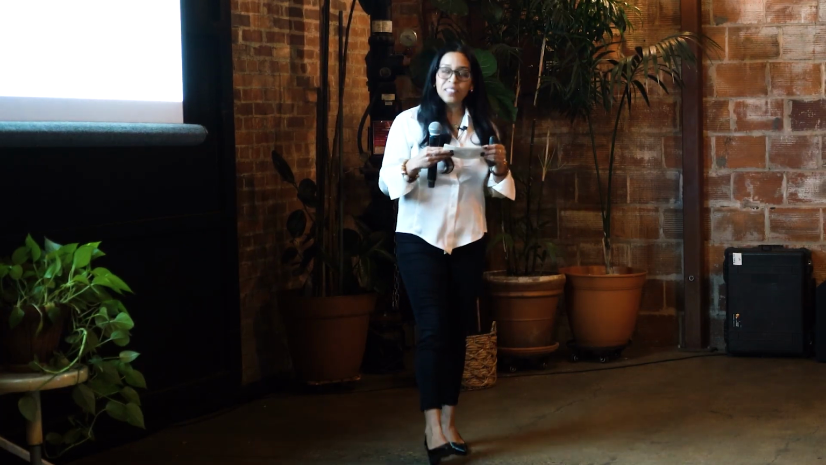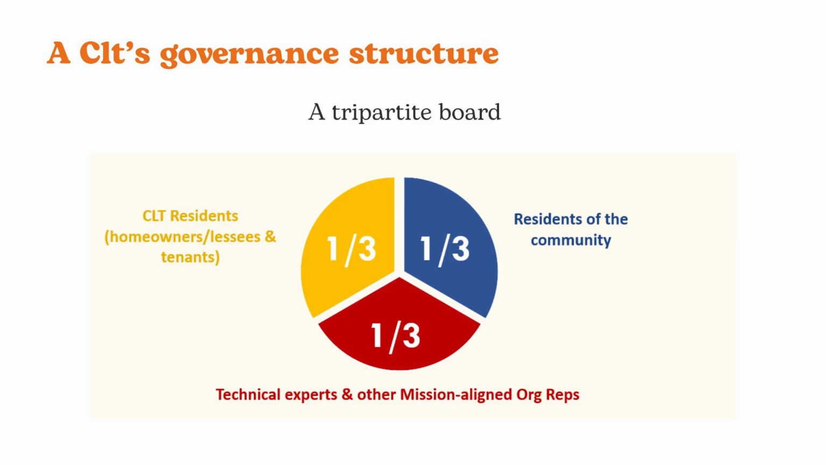Okay, so this is the CLT's governance structure. CLTs typically operate with a tripartite board. Like I mentioned in the previous definition, CLT residents, homeowners, lessees most often, sometimes tenants, make up 1/3 of the board. Another third of the board is made up of residents of the community. That can be the neighborhood, or the larger city that the CLT operates in. There are some CLTs that operate regionally, so perhaps it's of the region. And then the last third is made up of technical experts and other mission-aligned org reps, potentially.